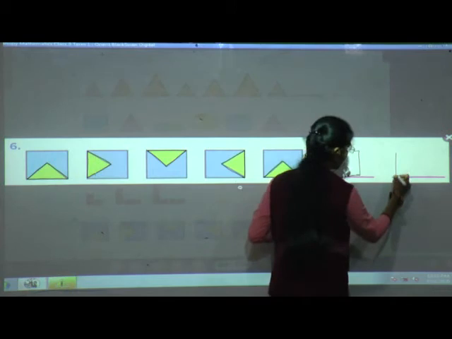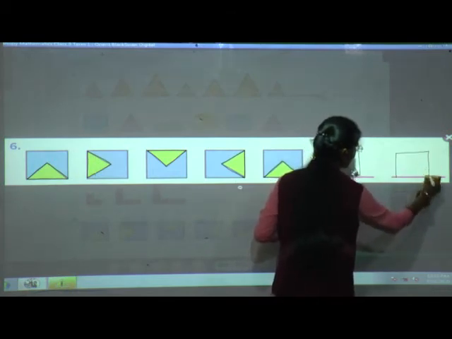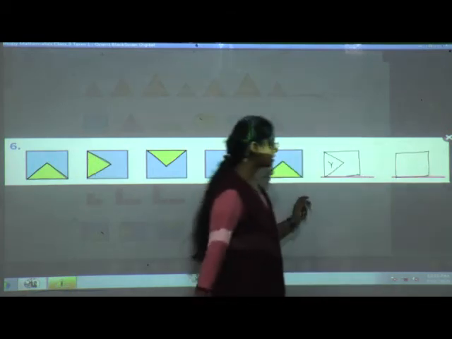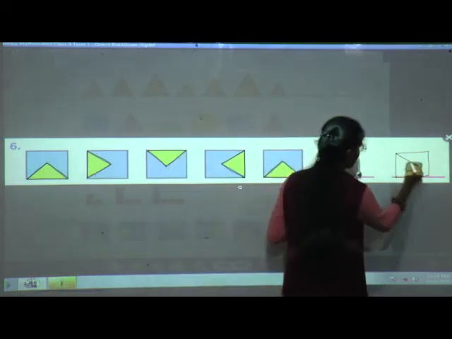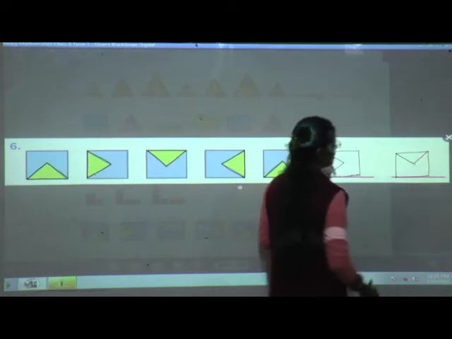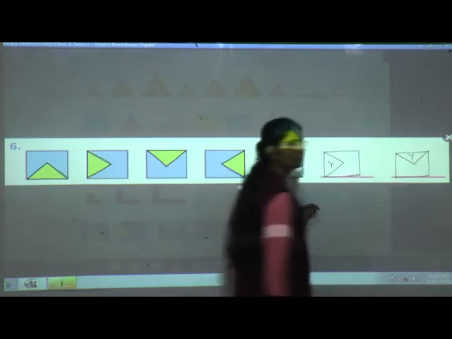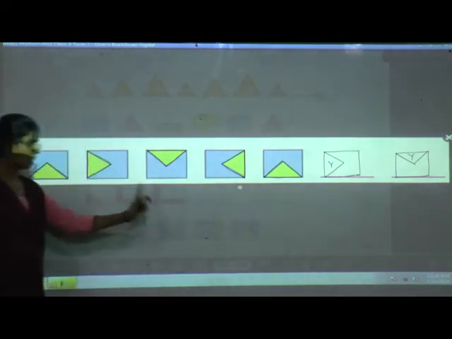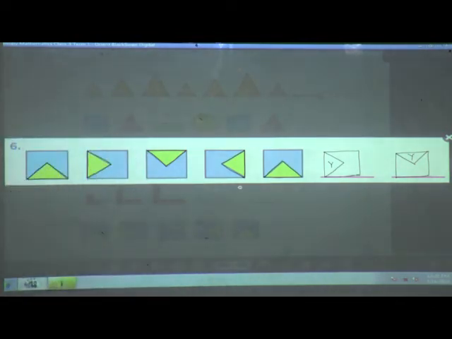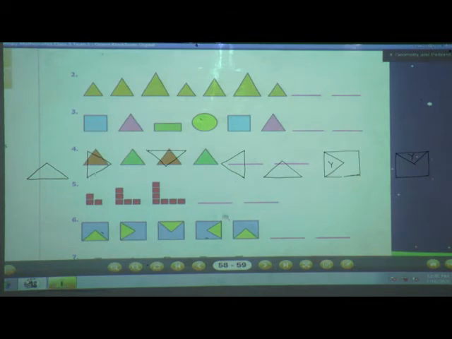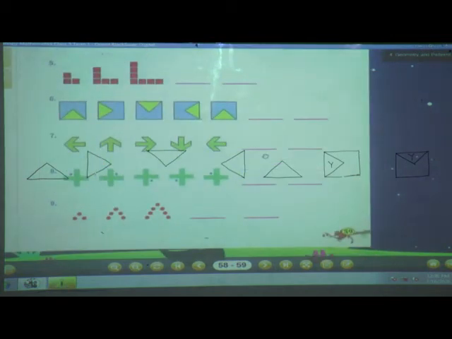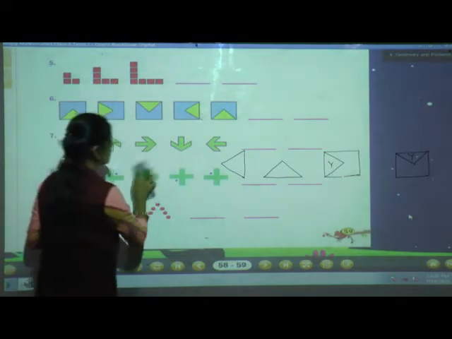Then one more time you have to draw first square. Inside the square turn this triangle, then the triangle will come upstairs in this way and color it with yellow color. So in this way you can complete the pattern. The next is there is one more pattern with arrow. Now see the arrows.